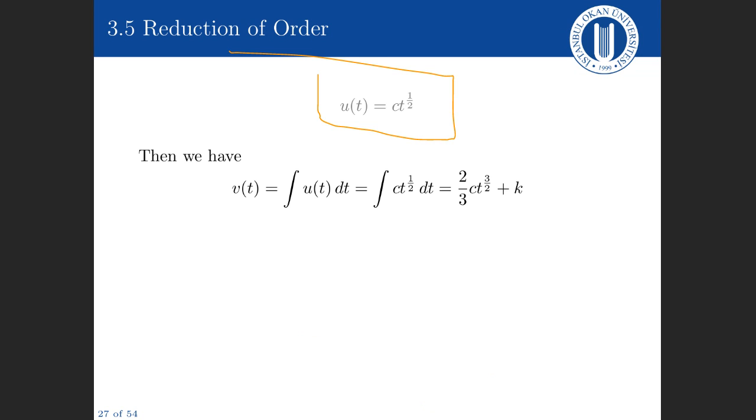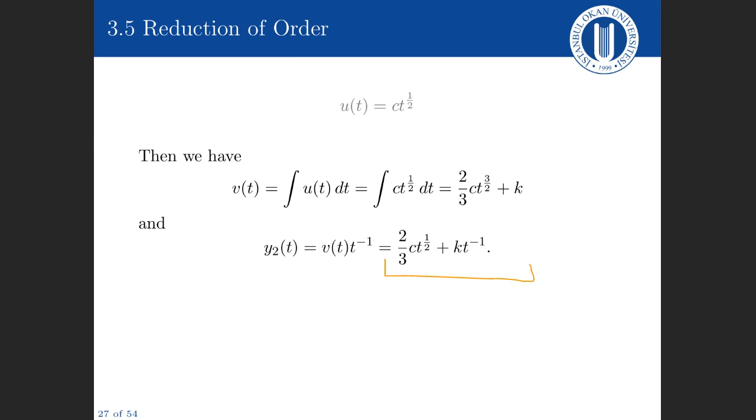So we have u is equal to c multiplied by t to the power of a half. And to find v, we're going to integrate this function. The integral of this function is 2/3 c t to the power of 3/2 plus some new constant k. And then y2 is going to be v multiplied by y1, or v multiplied by t to the power of minus 1. And we get 2/3 c t to the power of a half plus k t to the power of minus 1.